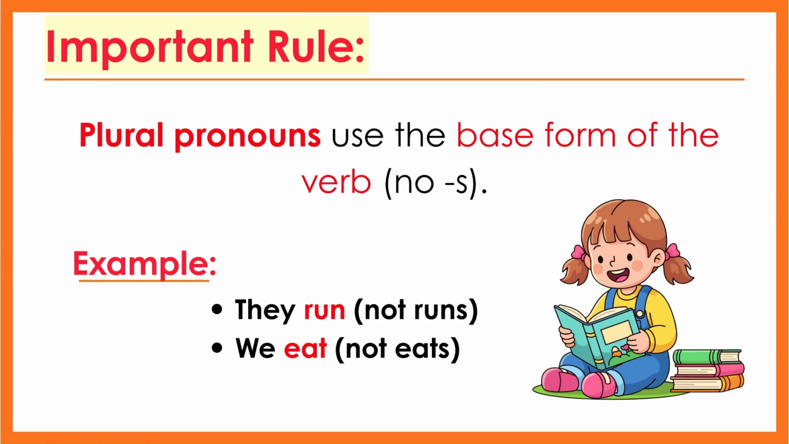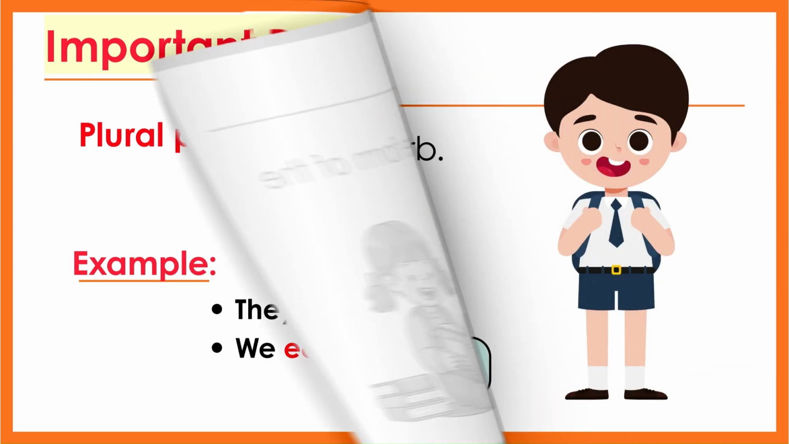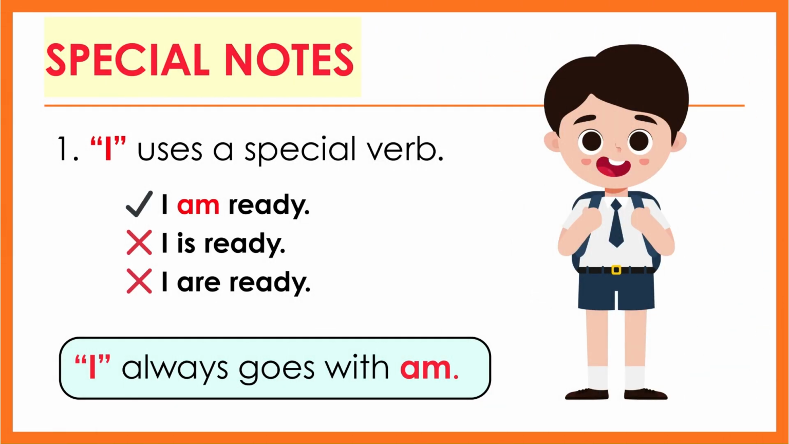Important rule. Plural pronouns use the base form of the verb, no s. Example. They run, not runs. We eat, not eats.